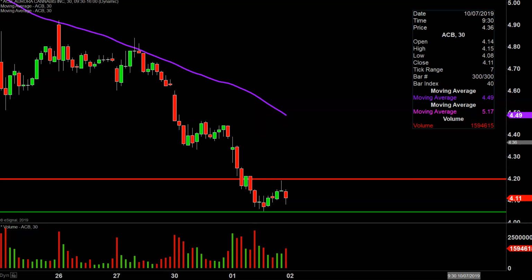So the bearishness continues, but at some point there's going to be a good solid bounce in this thing, so we'll keep an eye on it.